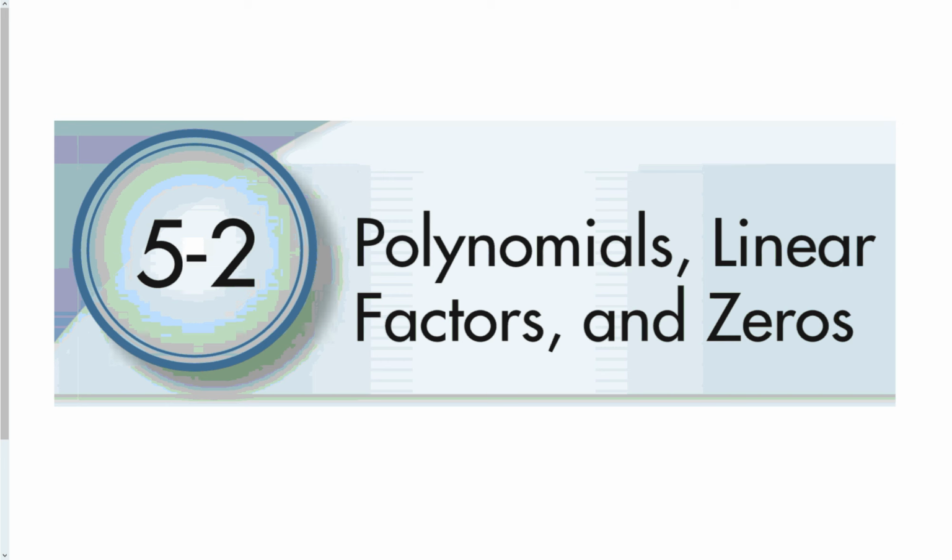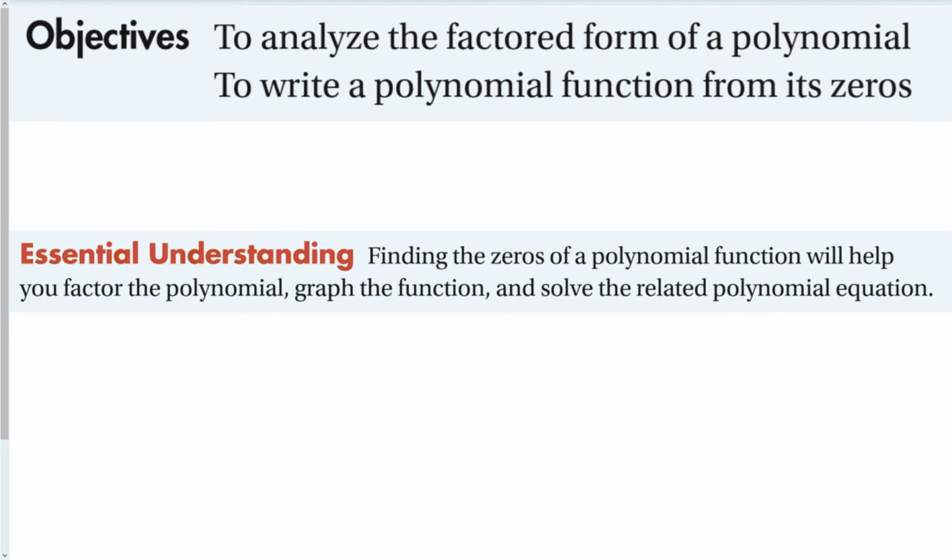This is section 5-2, polynomials, linear factors, and zeros. So our objective here is to analyze the factored form of a polynomial and to write a polynomial function from its zeros. Finding the zeros of a polynomial function will help you factor the polynomial, graph the function, and solve the related polynomial equation.